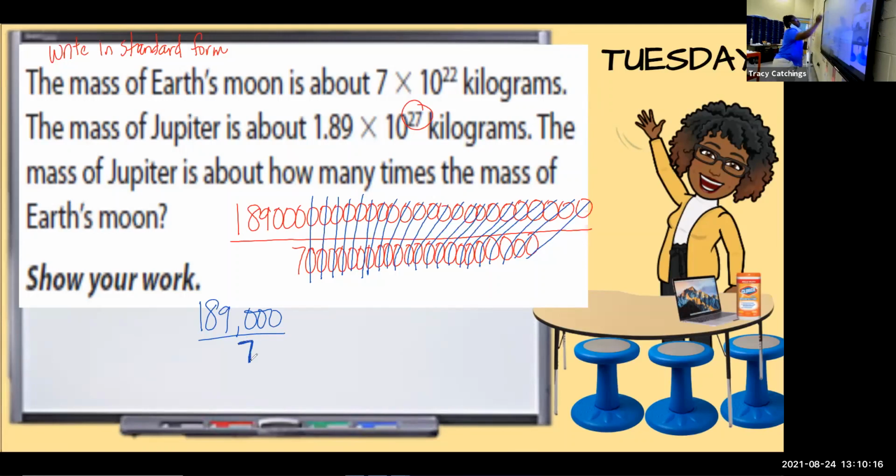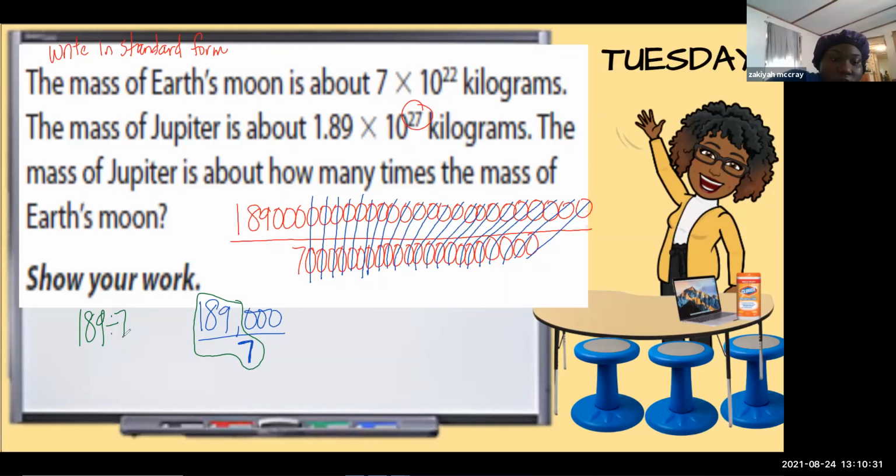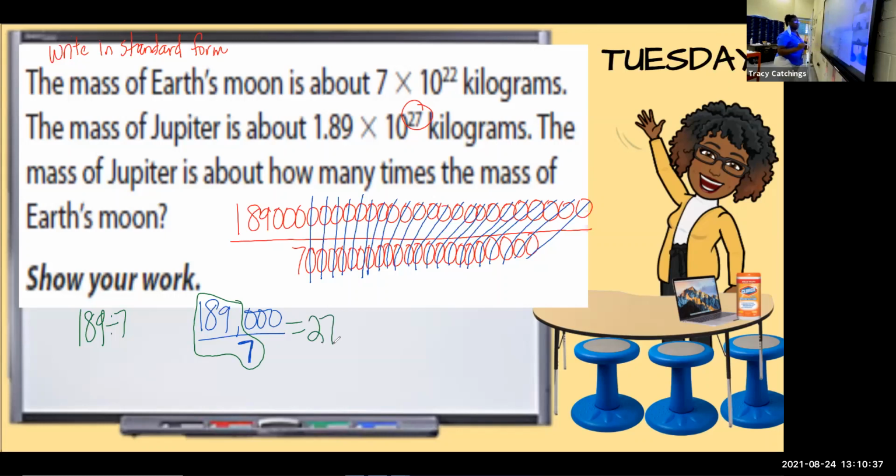Now, an easier approach: only look at those whole numbers. So we're actually going to divide 189 by 7. Somebody tell us what that might be. 27. And how many zeros did we have left behind? 3. Good job. So 27,000.